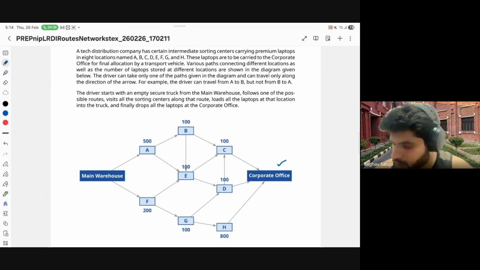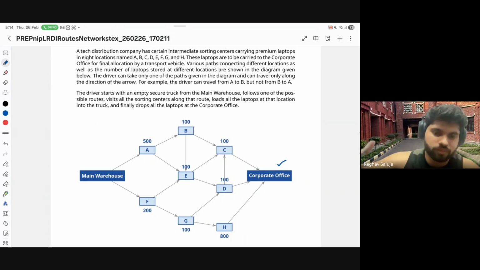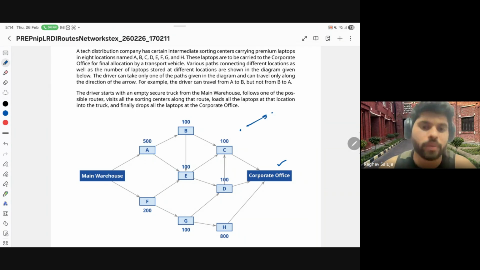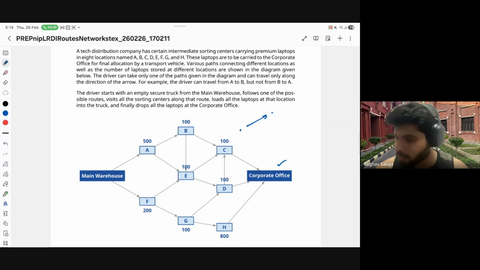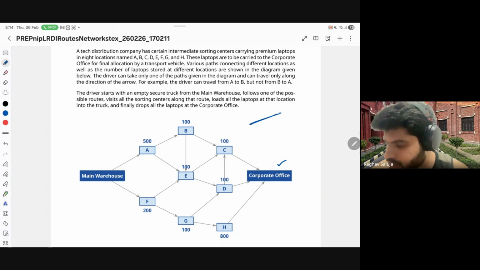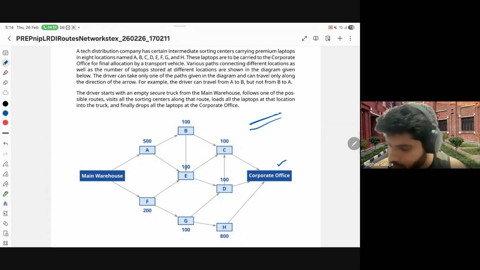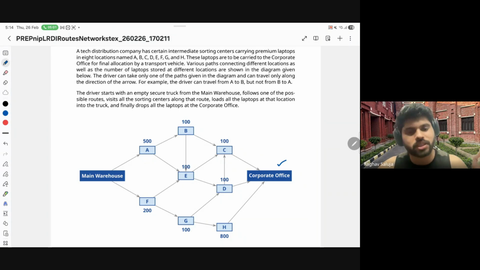So guys, this is what arrow means. If it's like this, it means you can go from this point to this point. Simple. Even if it's not mentioned, we follow the simple convention: if there is no arrow, if it's a straight line like this, it means this is a bi-directional route. You can go from here to here as well and here to here as well. So even if it wasn't mentioned, we would have understood that if there's an arrow, it means it's a unidirectional path.